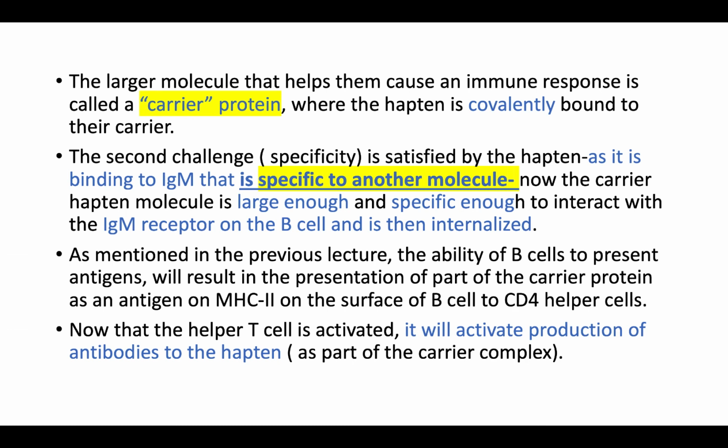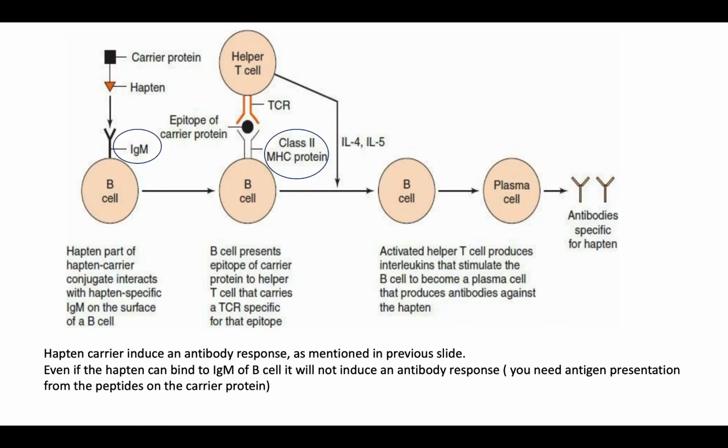This person stays that way for life, because now I have clonal proliferation. I have memory cells. Once I activate the CD4 cell, I activate the B cell. Now I have clonal proliferation and memory cells. That patient is always allergic to penicillin. Will a penicillin allergy ever go away? No. Will any allergy ever go away? No. Why? Because I have clonal proliferation and I have memory. So that's what happens here.